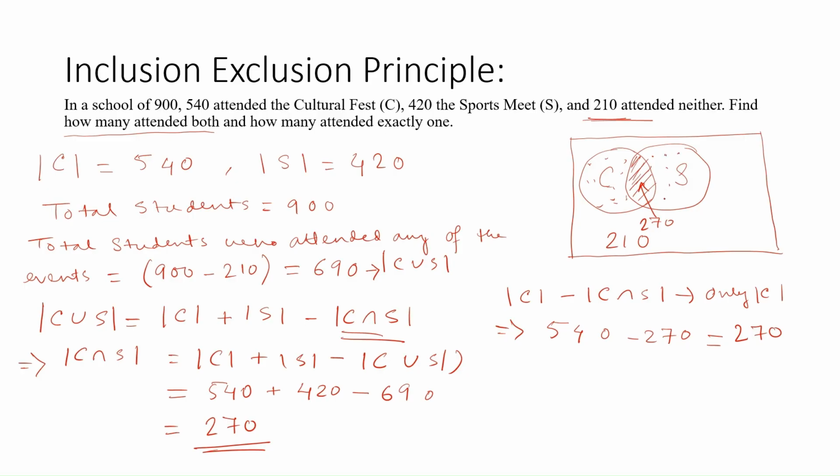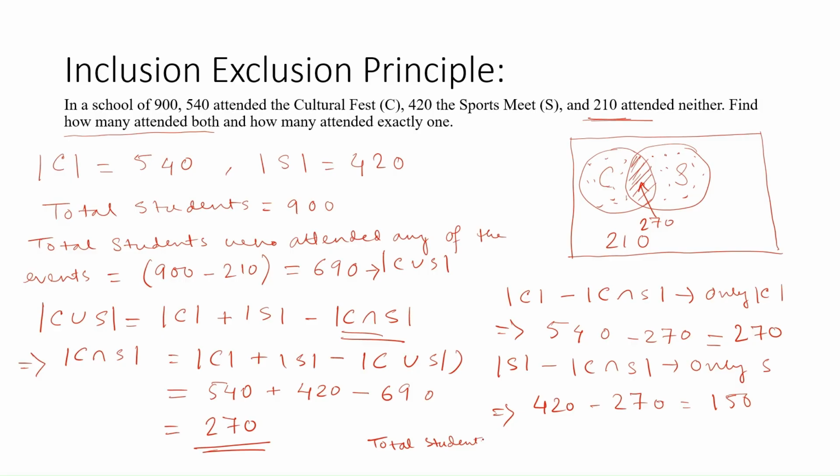Again, total number of students who attended only sports is this dotted region. Similarly, S minus C intersection S gives us only S. So putting the value, we will get 420 minus 270, that is equal to 150. So total 150 students attended only the sports meet.